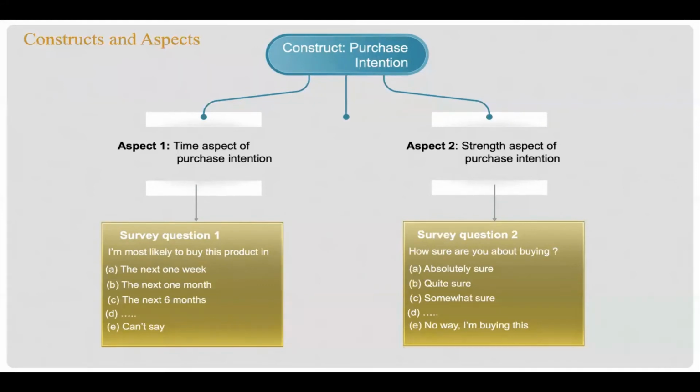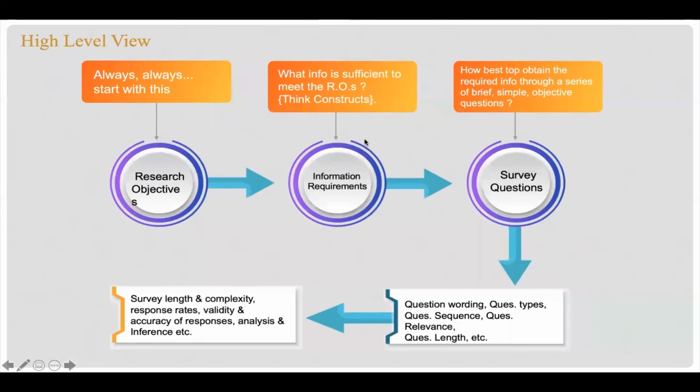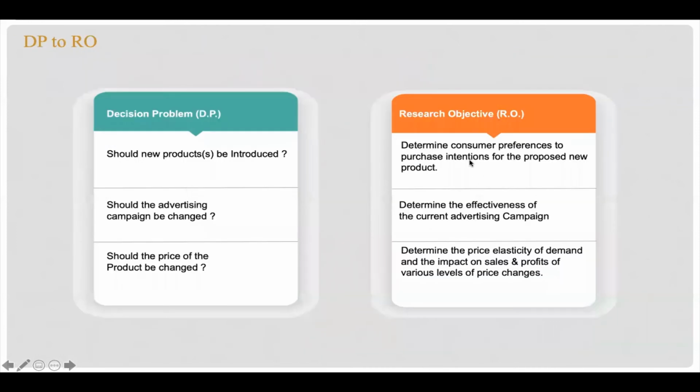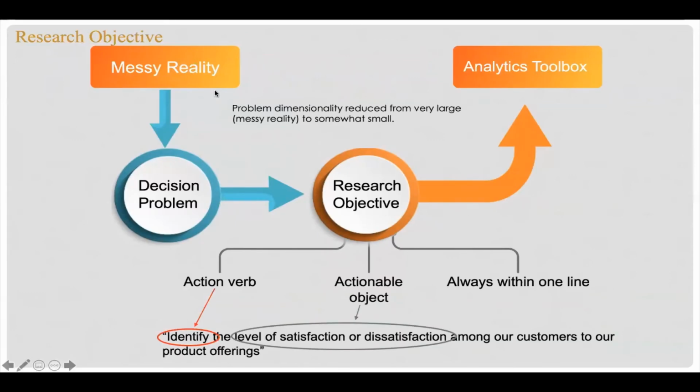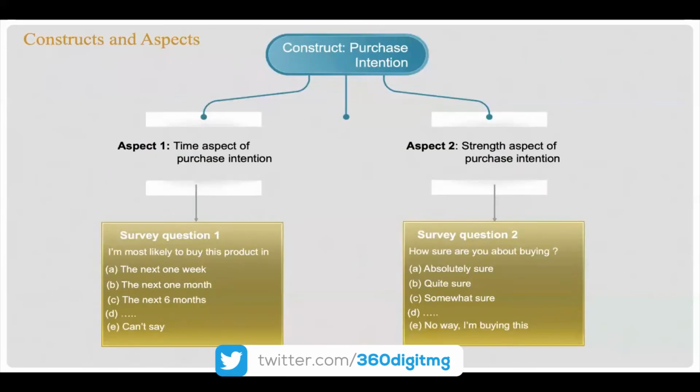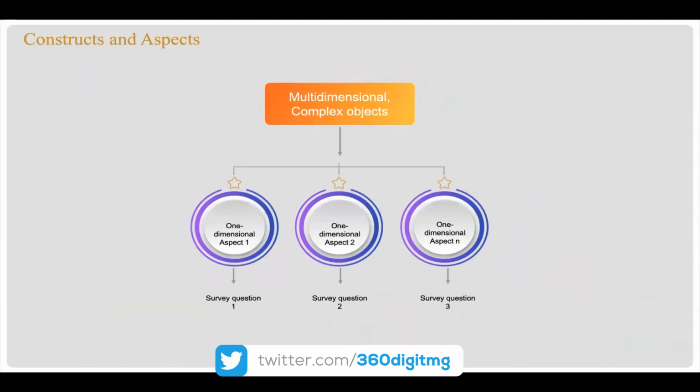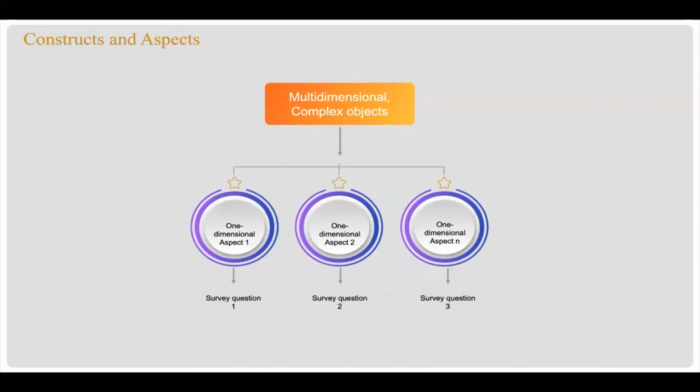And when you have answers to your multiple constructs, you will have an answer to your research objective. When you have answers to your multiple research objectives, you'll have an answer to your decision problem. And once you have answers to all of your decision problems, right, you can address your messy reality. So people feel that, hey, this is a very simple task, conducting a survey. No, my dear friends, very costly, very time consuming. And if you get garbage in, that means if you cannot compose your questions well, you'll get garbage. Garbage in, garbage out. Your analysis will be flawed completely, right?